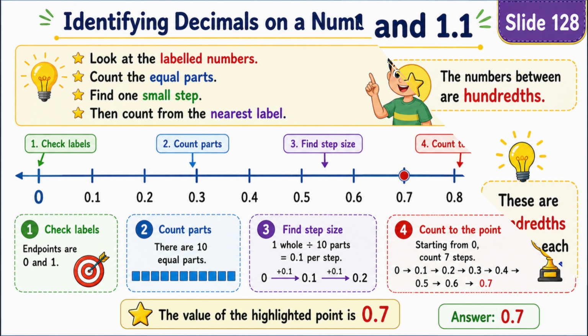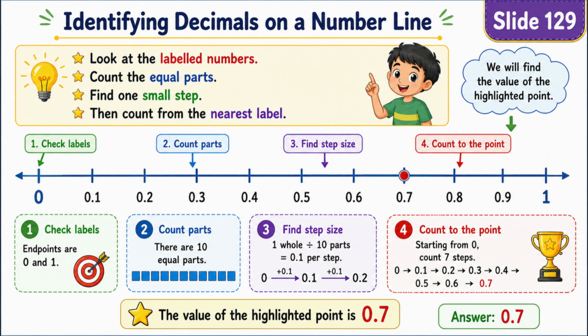Identifying decimals on a number line. Each small mark on a number line represents an equal step. To identify a decimal, first look at the labeled numbers. Then count how many equal parts are between them. Next, find the value of one small part. Finally, count from the nearest labeled mark. This helps us identify the decimal accurately.